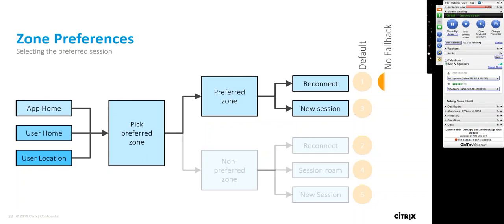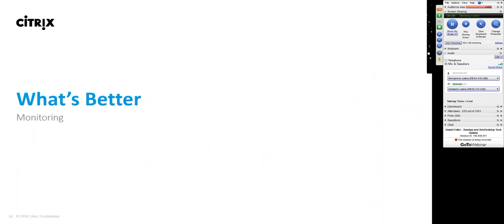So that's the default config, but there's also the no fallback config, which basically says this resource can only run in my preferred zone. I want you to first try to reconnect to a session. If the user doesn't have a session already running, then I want you to start a brand new session. If I can't start a brand new session because I don't have any resources, then the user doesn't get the resource. So that's what the no fallback option is for zone preferences. This is how zones has expanded to include new functionality with the 7.11 release.